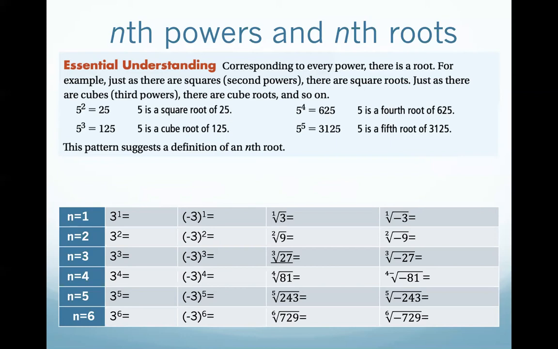Well, 3 to the first power means 3 times just itself one time. 3 to the second is 3 times 3, which is 9. 3 cubed is 27. 3 times itself 4 times is 81. 3 to the fifth is 243. And 3 to the sixth is 729. Okay, so we're multiplying a number times itself that many times.